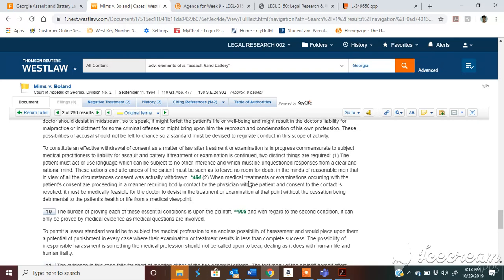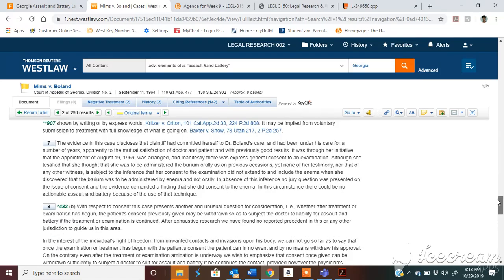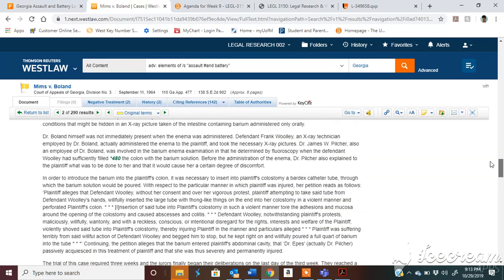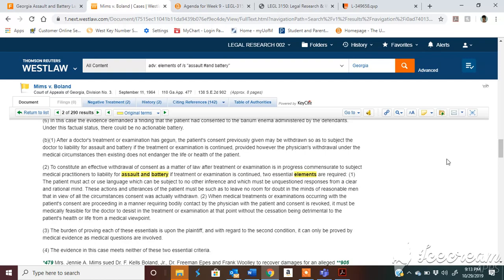Also, when medical treatment or examinations are occurring, the patient's consent is proceeding in a manner requiring bodily contact by the physician with the patient, and the consent to the contact is revoked. So here is where the judge is stating what needs to be established in the cause of action to determine the assault and battery.